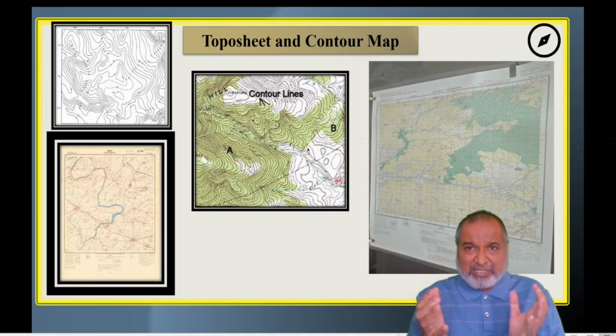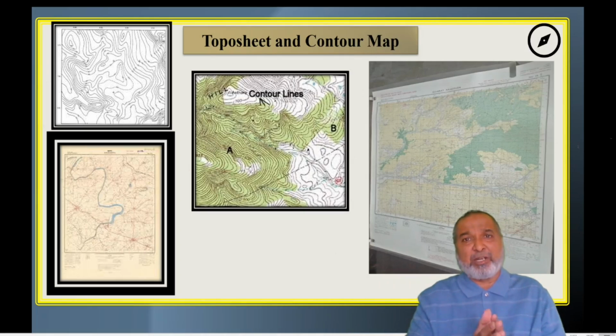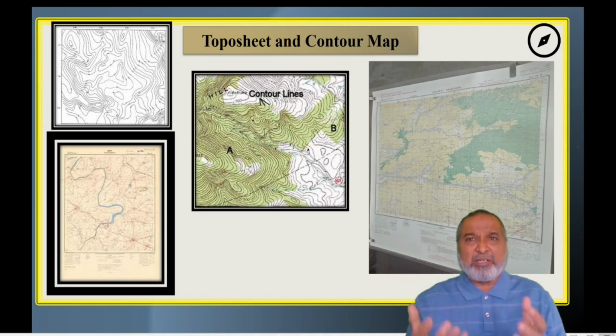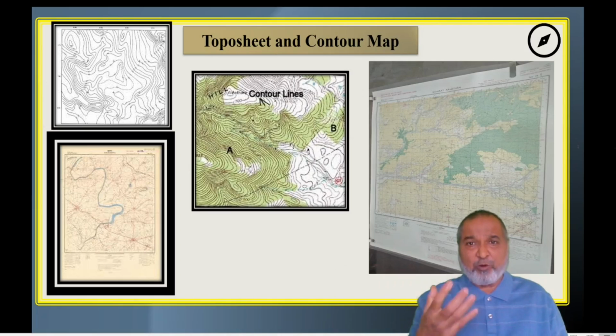On the basis of studying the contour pattern, we can immediately find out whether a hill is there, a basin, a valley, a saddle, a spur, or where the slope is. All the detailed things of that particular terrain we can study from there, and we can also study the drainage pattern. So many things we can study from that particular topo sheet.